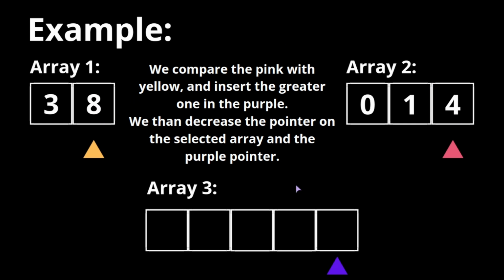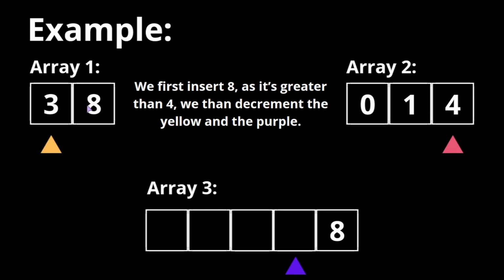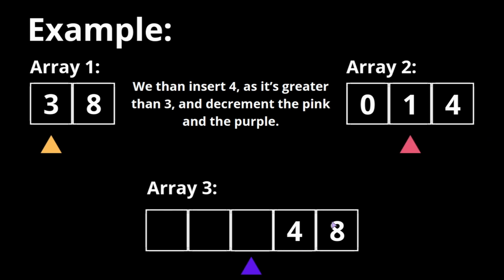In this case, 8 is greater than 4, so we will select the array number 1. And once we select array number 1, we're going to copy the greatest element to the purple pointer, so the last index, and we're going to decrement both the purple index and the index of the array that we've picked the element from. And so now we're going to compare again the yellow and the pink pointers. So is 3 greater than 4? No, in this case 4 is greater than 3. So 4 is going to get copied here to the second to last position in array number 3. And we're going to decrement the pink pointer and the purple pointer.